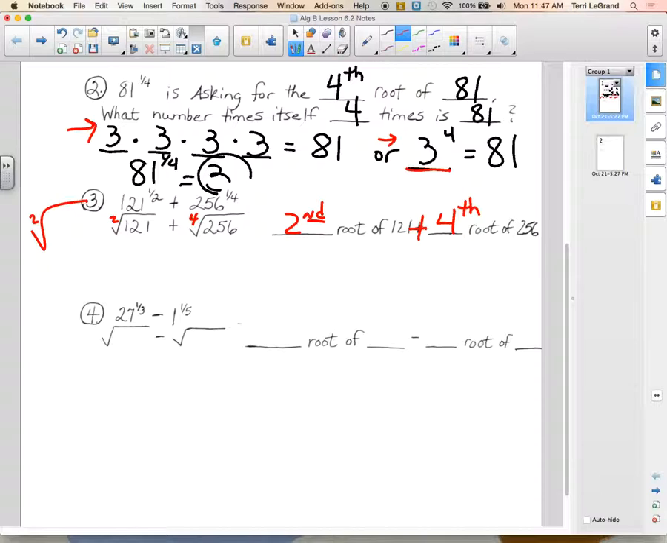So we need to find what squared equals 121. And we need to find what to the 4th power equals 256. And then we're going to add those together. So, what squared in your powers table is 121.